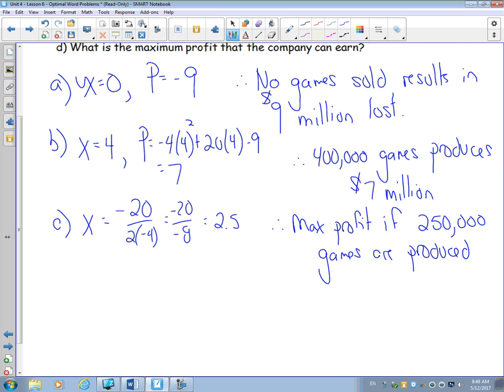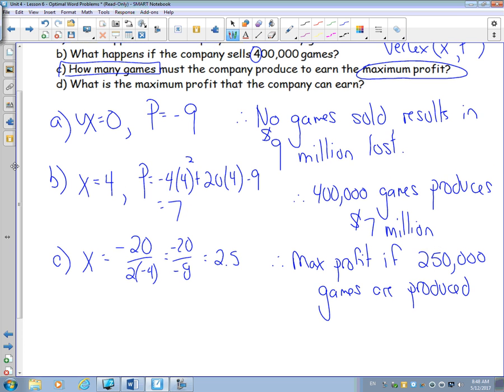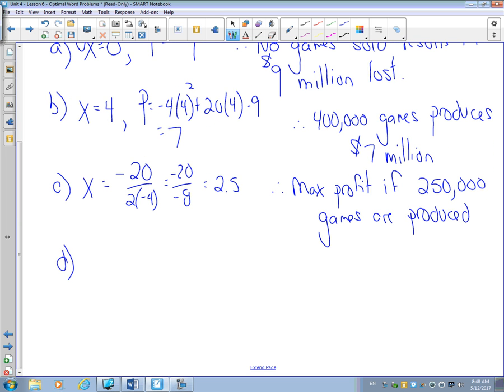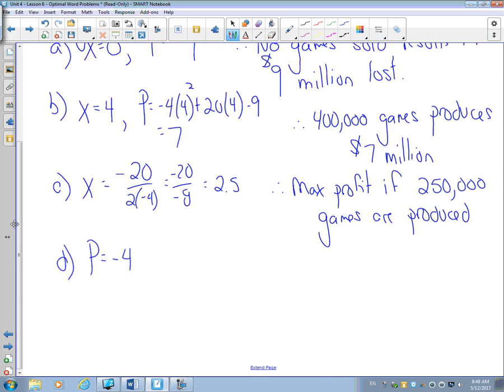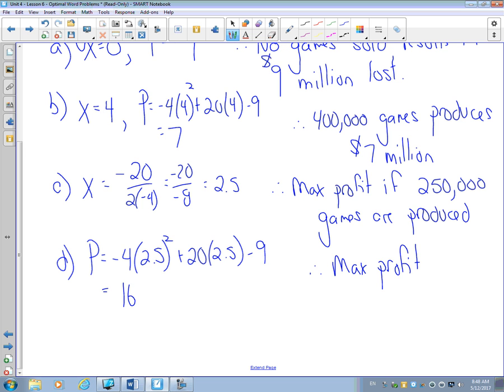Okay, just a wild guess. D is probably going to ask us about what is the maximum profit, and sure enough, that's what it is. In other words, what's the optimal value? So take our axis of symmetry and plug it back in. So P equals negative 4, and we're just using that equation right from the top there, right? We're using an x value of 2.5. If I put that all in, I think I get 16. Yes. Okay. Max profit is $16 million.